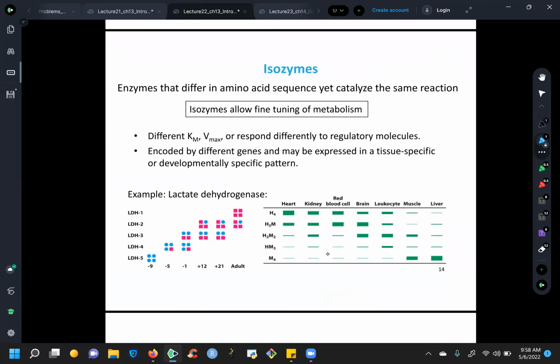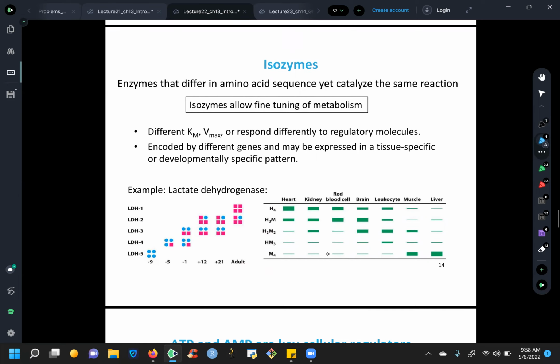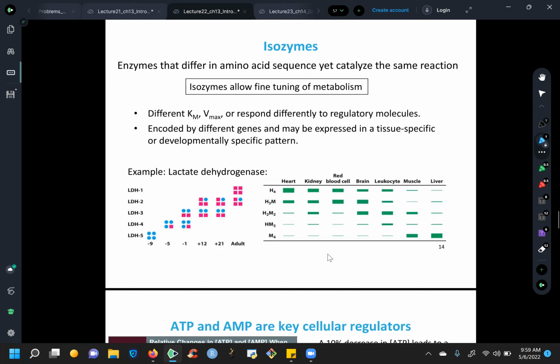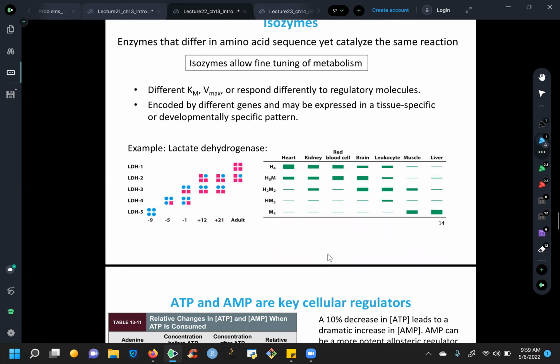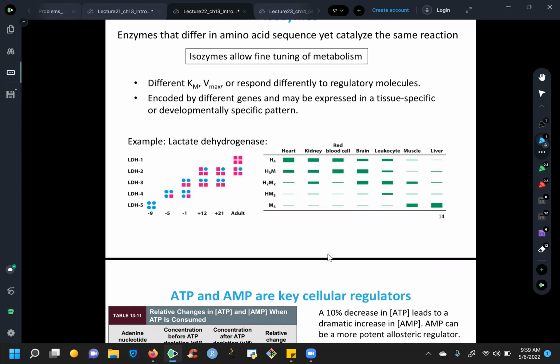Isozymes: enzymes that differ in amino acid sequence yet catalyze the same reaction. Isozymes allow fine-tuning of metabolism. I'd make a flashcard for that. Different Km and Vmax. So isozymes are super similar, but they have different functions. They catalyze the same reaction, but they have different Kms and different Vmaxes, or they respond differently to regulatory molecules. And remember, this is all for fine tuning of metabolism. I'd make a flashcard here. They're encoded by different genes and may be expressed in a tissue specific or developmentally specific pattern.